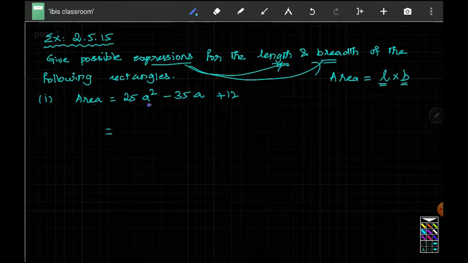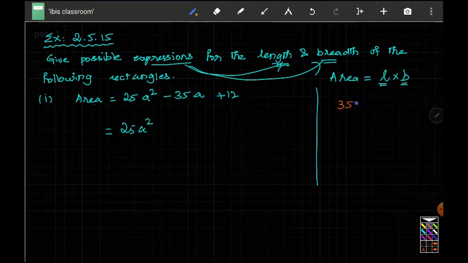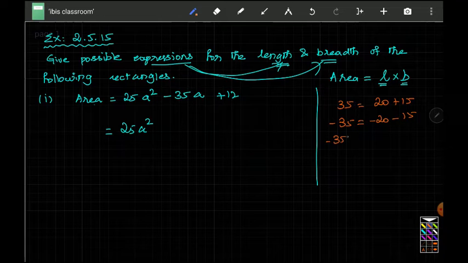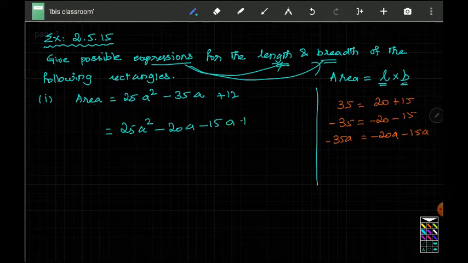So what we need to do, 25a square and minus 35a is there. So we need to break this down. Minus 35a is actually minus 20a minus 15a. So in this case, this minus 35a could be written as minus 20a minus 15a plus 12.